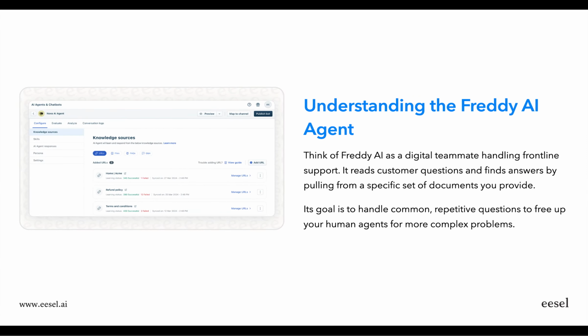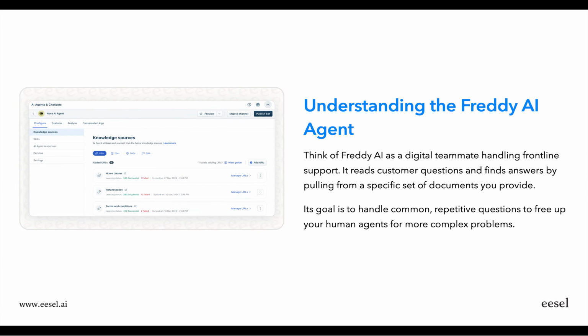All right, so Freddy pulls its answers from four main types of content. On the surface, this seems pretty straightforward, but there are some important restrictions you should be aware of, especially if your team's knowledge is spread out. Now, here's where we get into the details.